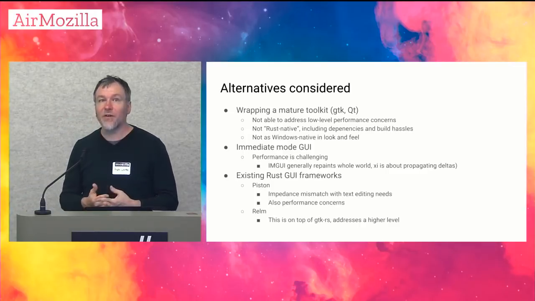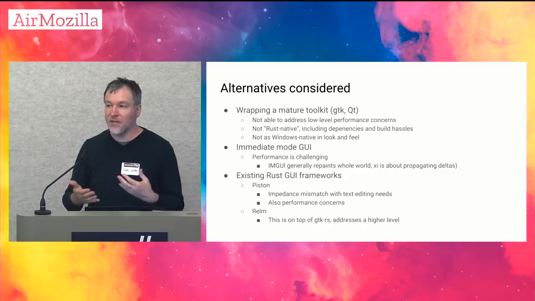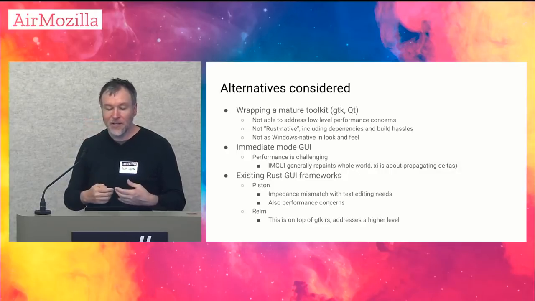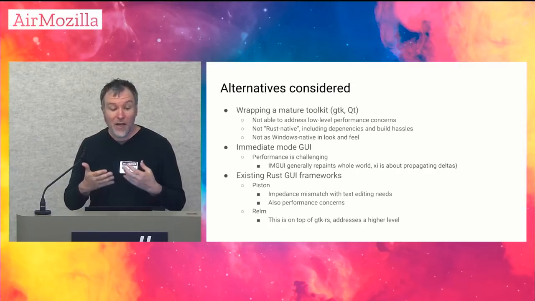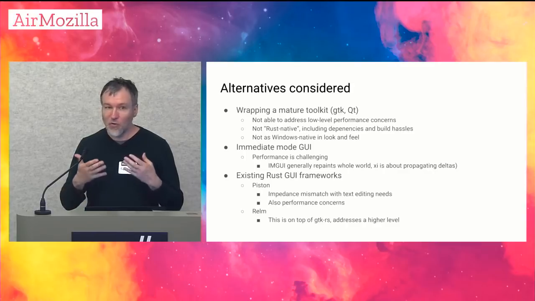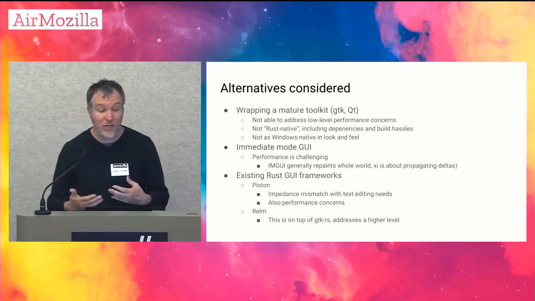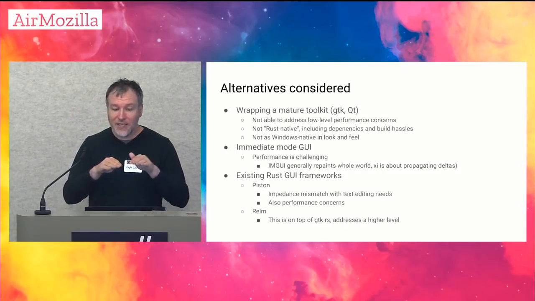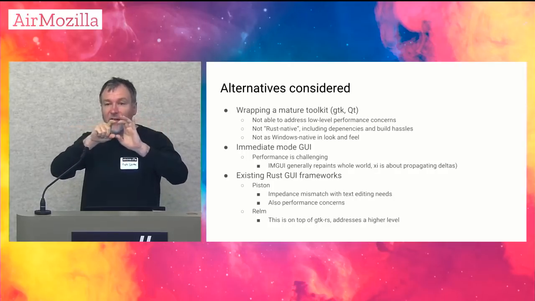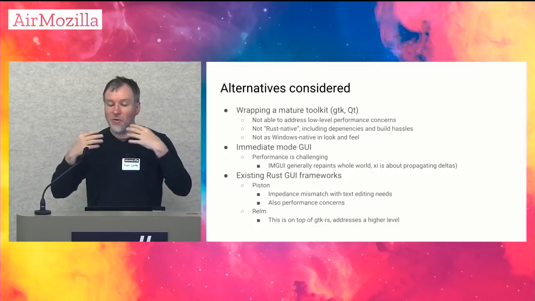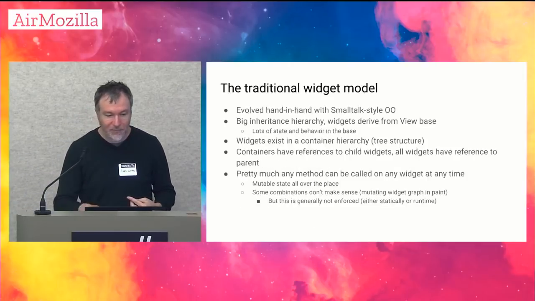There are some existing Rust frameworks that I looked at. There's Piston, which I think at this point is kind of experimental, speculative, and the features that it has are just not quite what I need for text editing. And when I was experimenting with it, I was also finding the performance in its current state was not what I wanted. So I felt like this was an opportunity to try different things. And there's also Relm, which is an example that is actually addressing a higher level of the stack. The current implementation of Relm is a wrapper on top of GTK-RS, providing this kind of reactive interface. So that wasn't really going to solve my problems either.